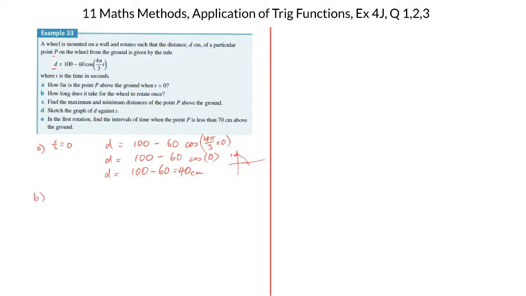Part B, how long does it take for it to rotate once? When we're rotating a wheel, that's a way of saying the period. So the period, remember, was 2 pi over n. And in this case, we end up with 2 pi over 4 pi on 3.